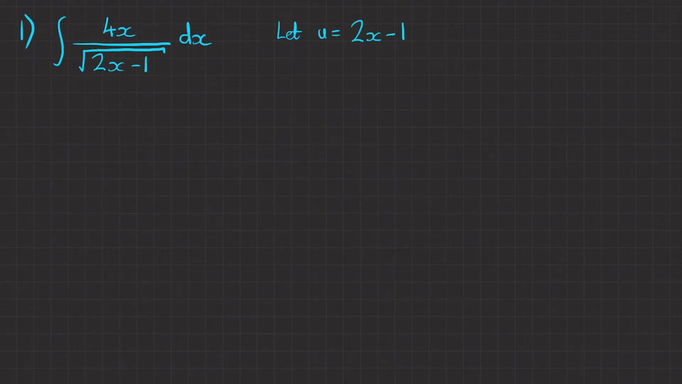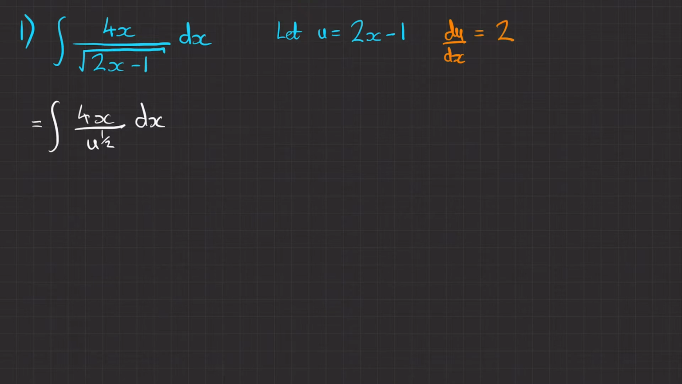Part 2 questions now. We've got the integral of 4x over root u, or to make it a bit nicer, u to the half dx, or with respect to x. We need to replace this dx term, so to do that we need to differentiate this u term, so du by dx equals 2, which is quite nice. Rearranging this, we'll have du over 2 equals dx.